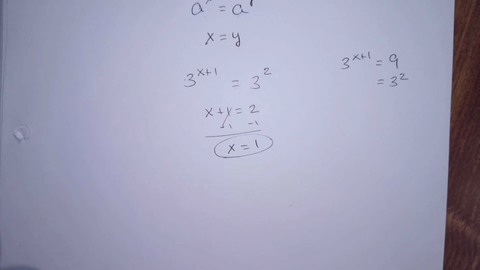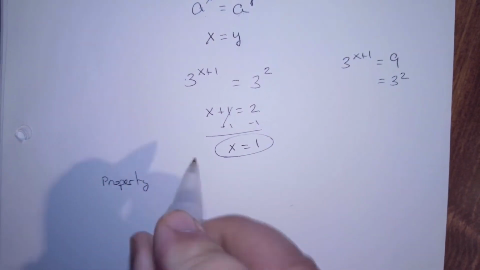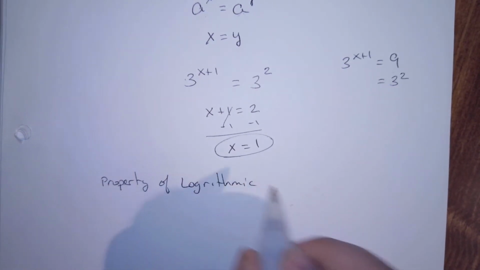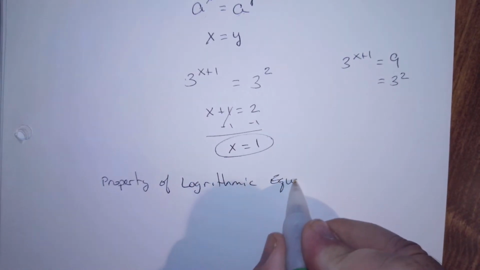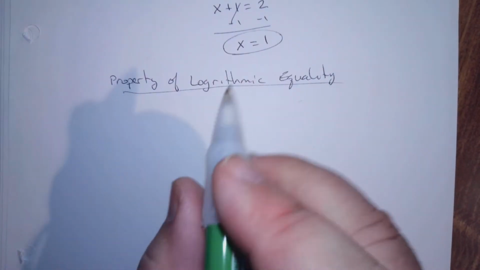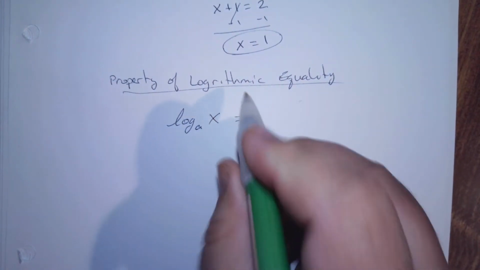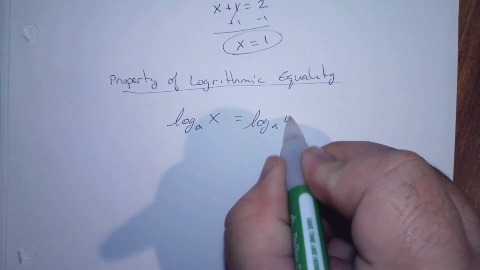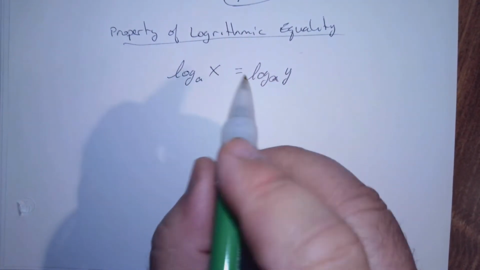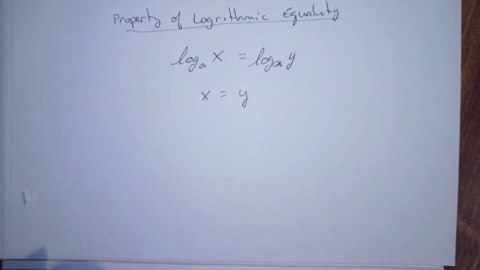The second one is the property of logarithmic equality. What this one says is, if you have a logarithmic equation and the bases of the logs are the same, again, if they're both log base a, the only way they can be equal is if y equals x, if the operations equal each other.